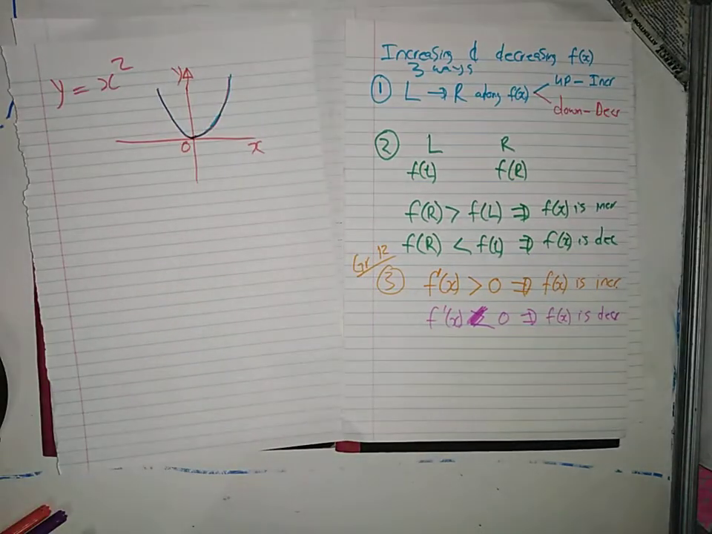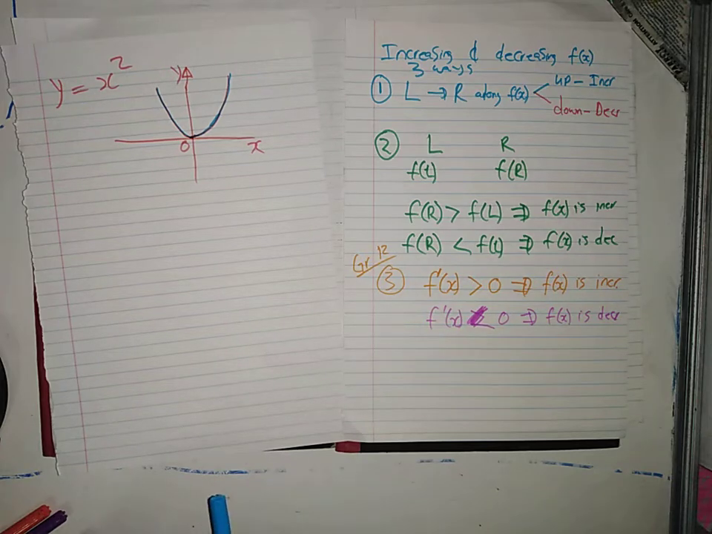Now I want you to look at this thing very properly. We said that in order to check whether the graph is increasing or decreasing, the first very easy way to look at it is from left to right. Now let's do exactly that.